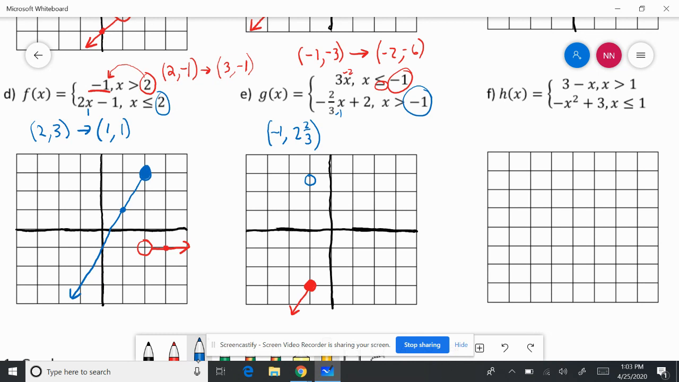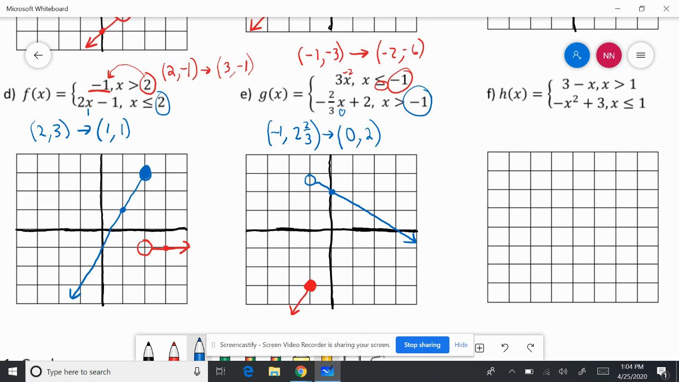Now I'm going to pick a point to the right. 0 is an easy one. So I'm going to plug 0 in. 0 times -2/3 is 0, plus 2 is 2. So 0, 2 is my next point. Once again, it's a linear equation, so I'm drawing a straight line. And that right there is my piecewise function.